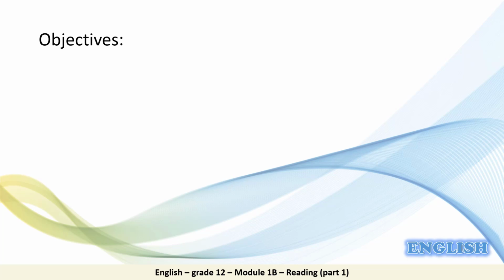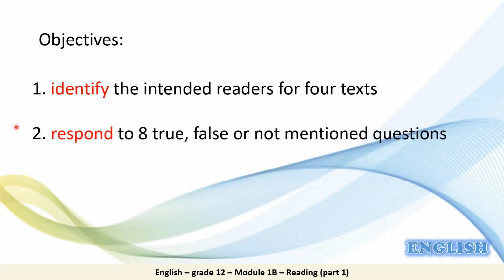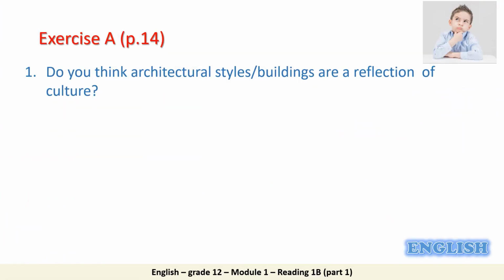There are two objectives to consider today. The first one has to do with identifying the intended readers for 4 texts, while the second one has to do with responding to 8 true, false, or not mentioned questions. This is exercise A, page 14.